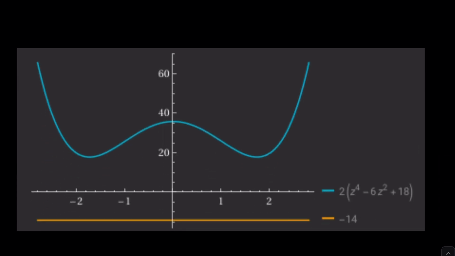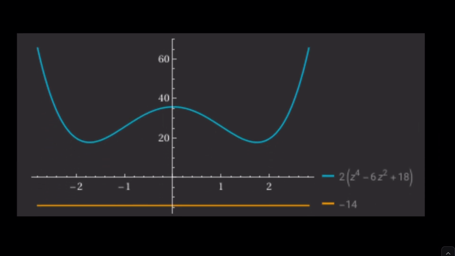Let's go ahead and check something out with Wolfram Alpha. The graphs, they don't intersect because there are no real solutions.